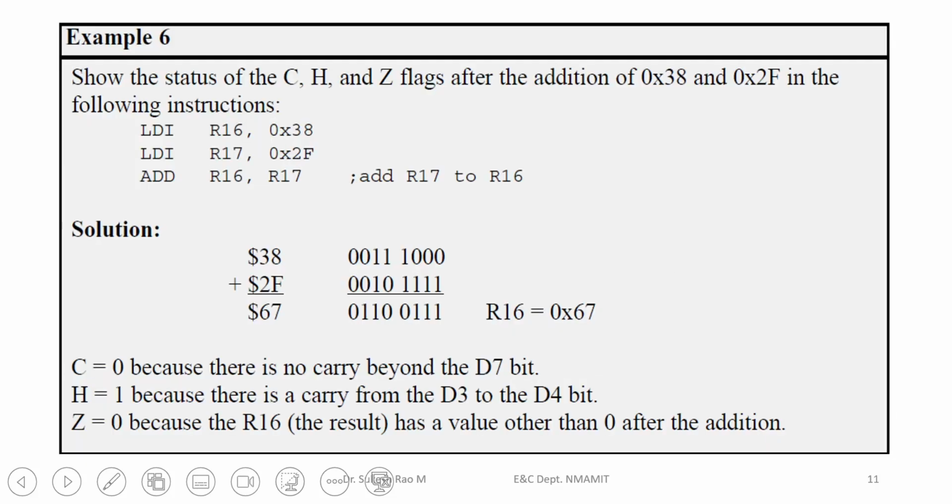Show the status of the carry, half carry, and zero flags. We need to add these values. An example is shown here, and the main objective is to find the carry. There is no carry out here, so the carry flag is 0. For the half carry, there is a carry from this bit, so that is 1. So the half carry is 1. The result is a non-zero value, so the zero flag is 0.